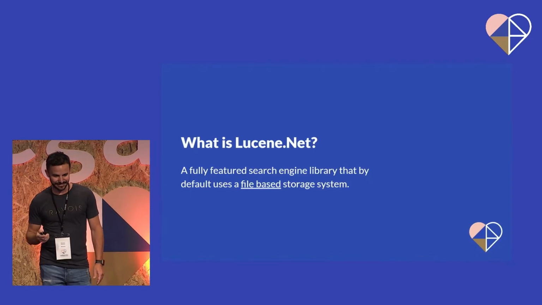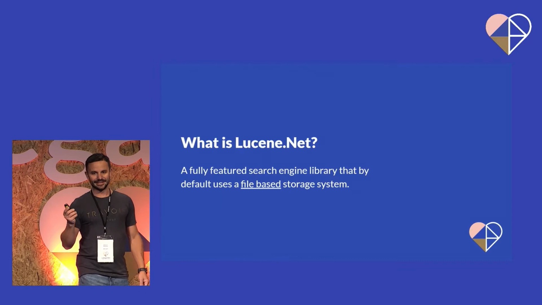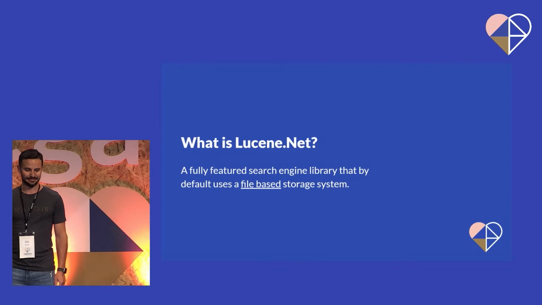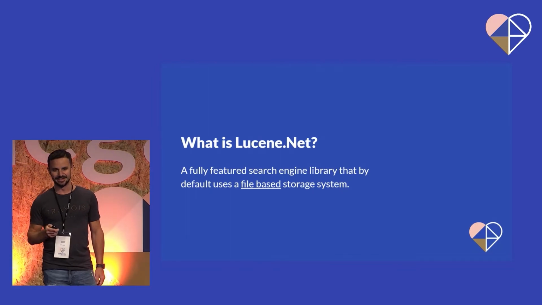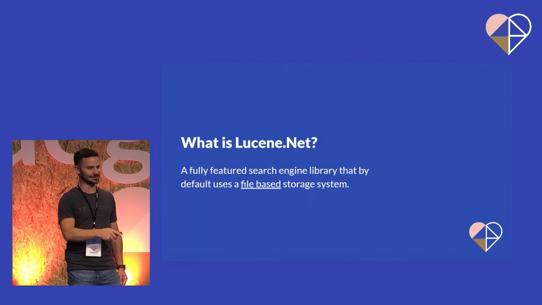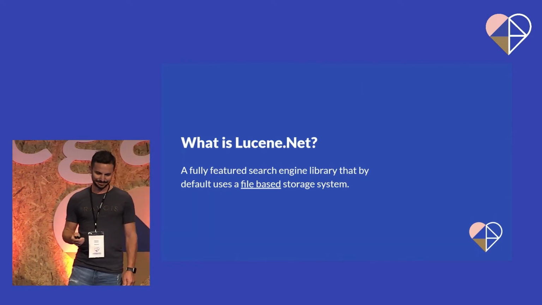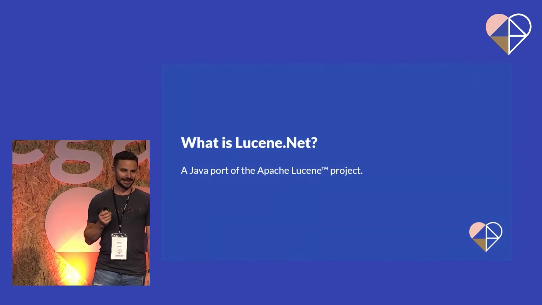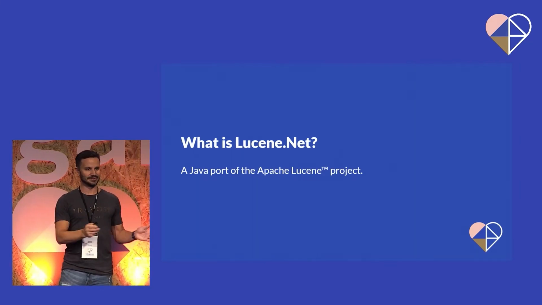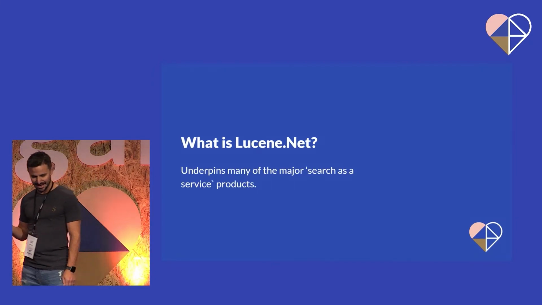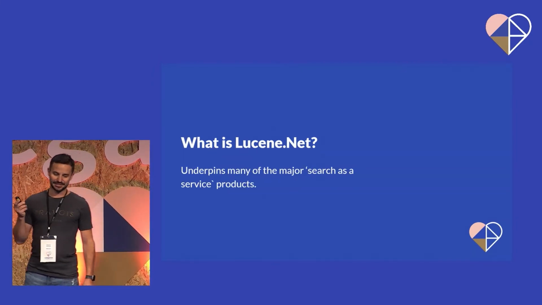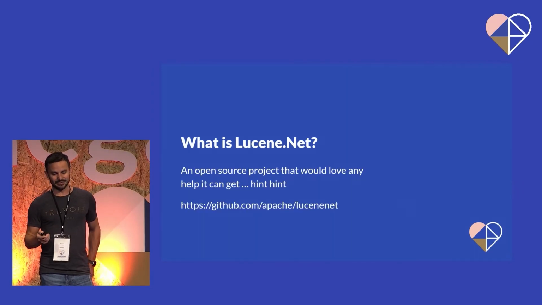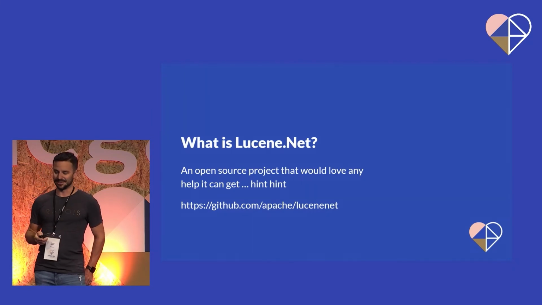So here we go. Let's start off with what is Lucene.net. So Lucene.net is a fully featured search engine library that by default uses a file-based storage system. This is very important to remember as we go through these slides. It's a Java port of the original Apache Lucene project, almost a line-by-line port from Java to C#. It underpins many of the major search as a service products, which we'll talk about in a little bit here. And it's an open source project that would love all the help it can get.